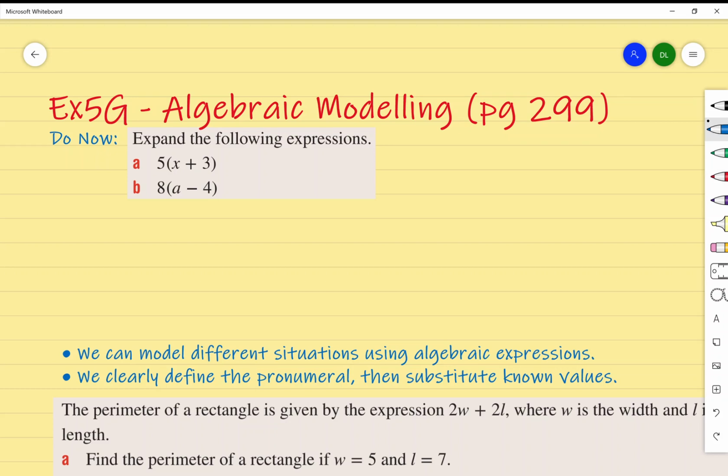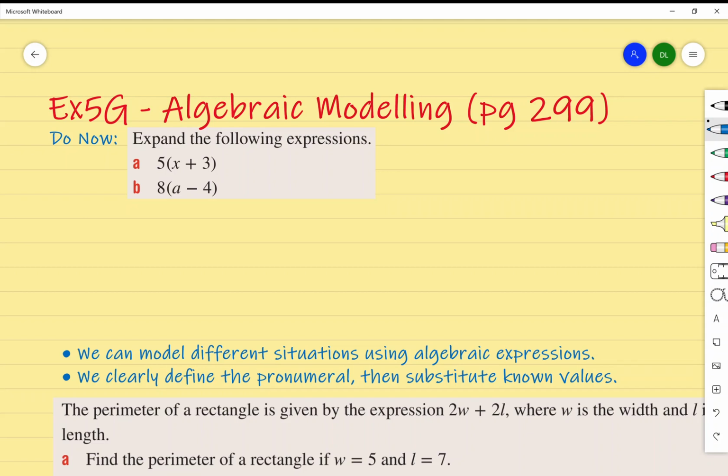Alright, this is exercise 5G on algebraic modeling on page 299 of your textbook. As I said earlier, this is an optional exercise, or rather an extension exercise if you're up to it. If you're not up to exercise 5G, of course, just work on exercise 5A to 5F. Now this is a do now question on expanding brackets based on exercise 5F.